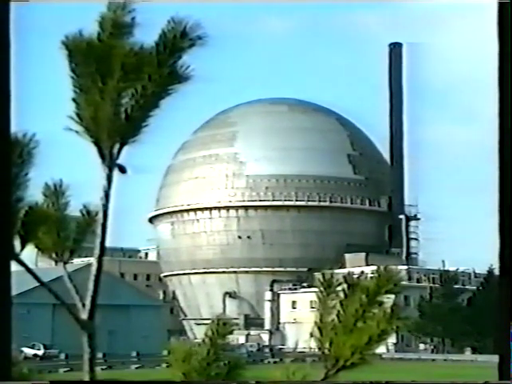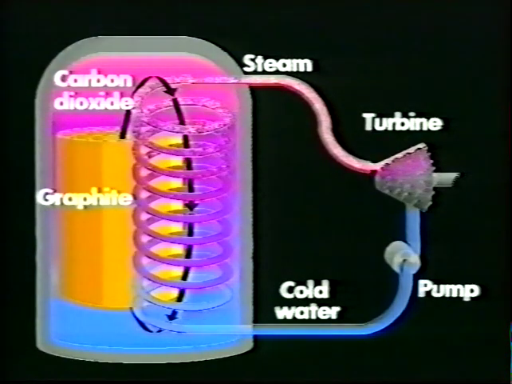In Great Britain and France, high-pressure carbon dioxide was developed as the coolant. It could be heated to higher temperatures than water and was thus more efficient. The moderator was carbon.